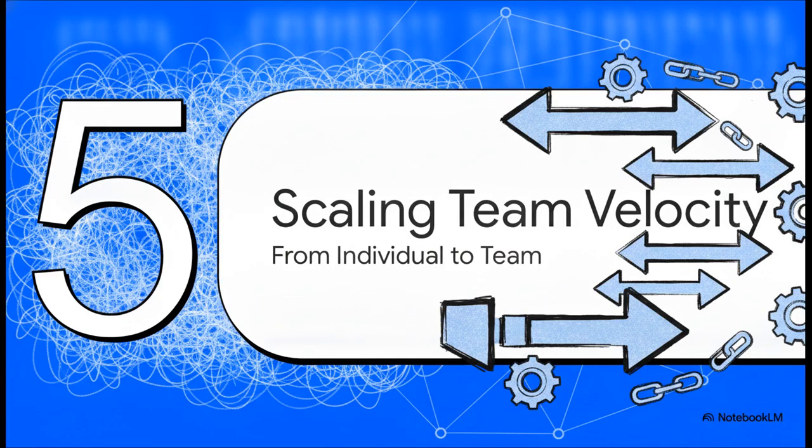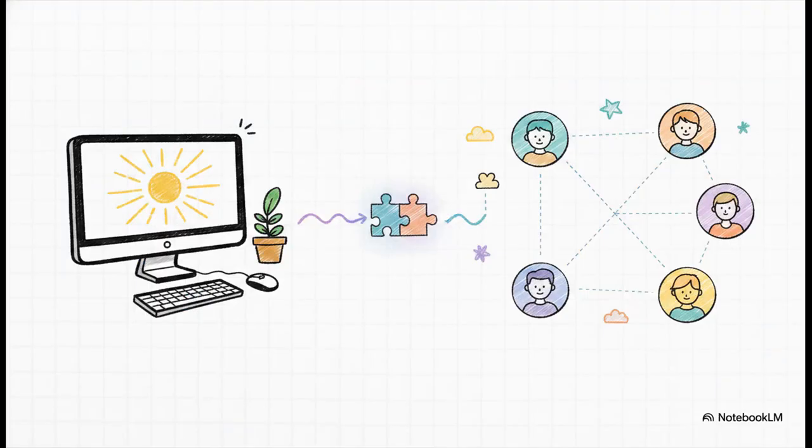Which brings us to Section 5. So, the crucial point is scaling to team velocity. We're moving from the individual right up to the team level. We've optimized your personal workspace, right? But to truly ship code faster, we have to scale that exact efficiency.